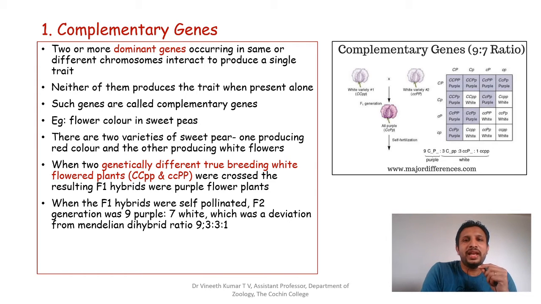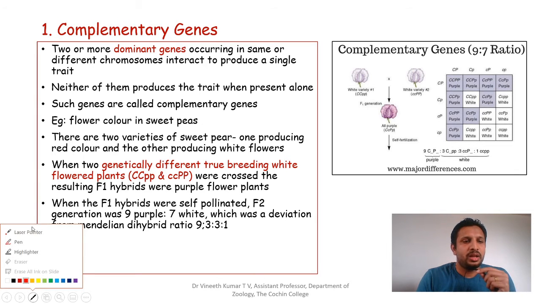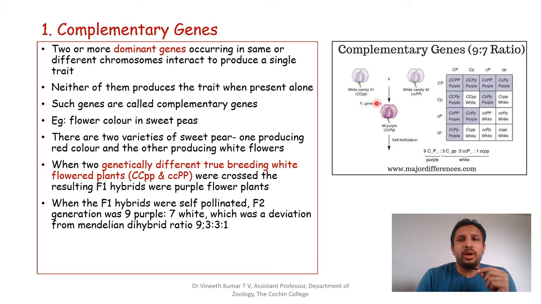So when two genetically different, as you see in this particular genetic cross, when you are crossing two white varieties or two genetically different white varieties which are true breeding. So these terms should be noted. They are genetically different, true breeding white flowered plants. When you cross two genetically different, you can see this. So this is homozygous dominant for one of the gene, and this is homozygous recessive for the other gene. This is homozygous recessive for the first one and the dominant for the other one.